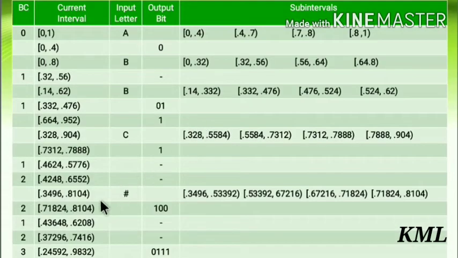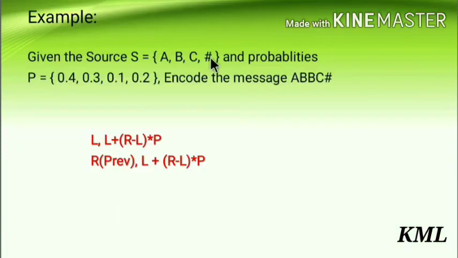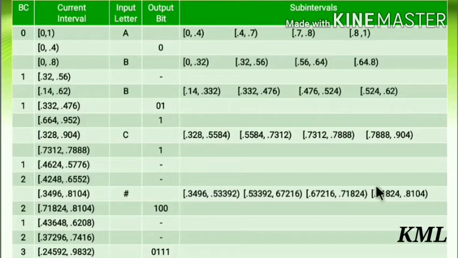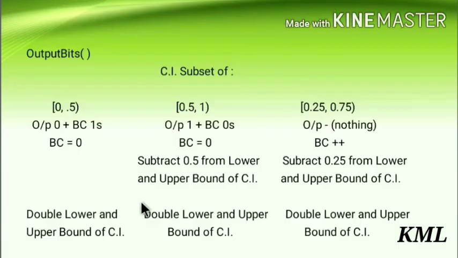After taking the input, make the subintervals of the current interval and choose the hash position's subinterval. Hash is at position 4 in the source, so you take the 4th subinterval as your new current interval. Now check this with the algorithm. So 0.7 and 0.8, if you see, this falls in this one.